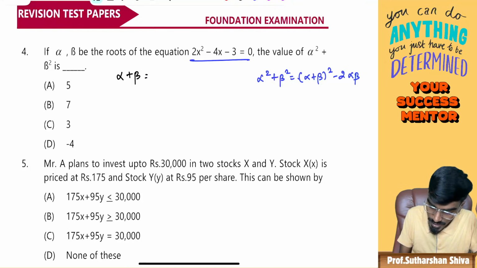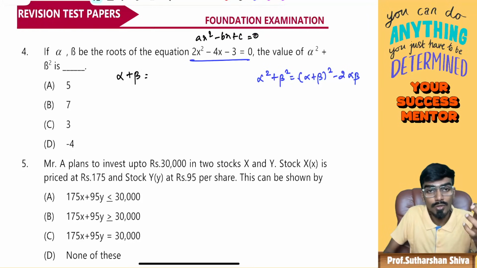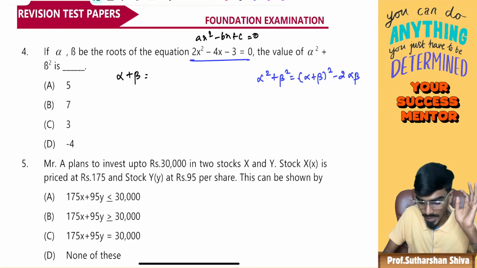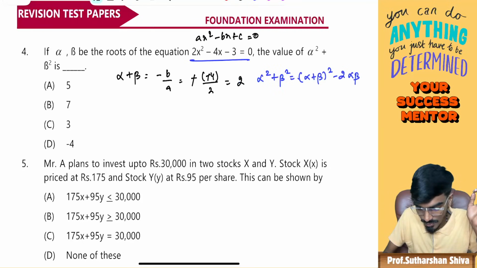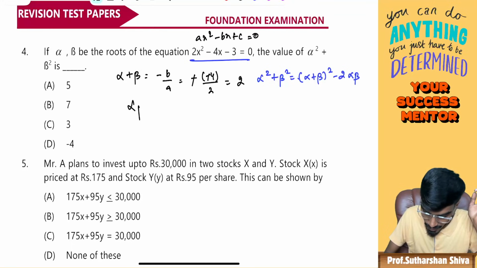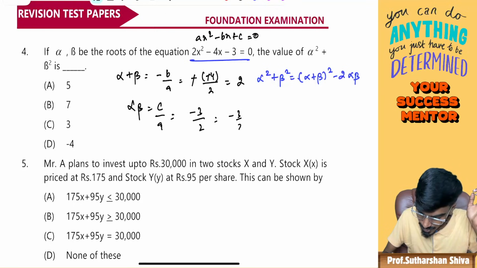Now we need alpha plus beta. What is meant by alpha plus beta? Whenever the equation is ax square plus bx plus c equal to 0, alpha plus beta is nothing but the sum of roots, which is minus b by a. It is nothing but minus of minus 4 by 2, which is minus into minus is plus, 4 by 2 is 2. Alpha beta is equal to c by a. What is c? Minus 3 divided by 2, which is equivalent to minus 3 by 2.